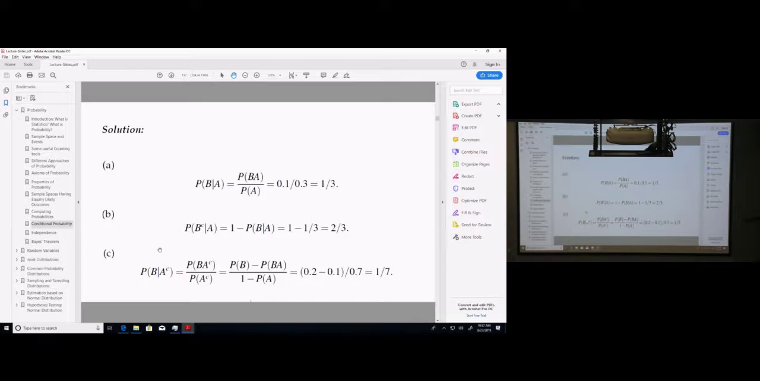Now, here I have to do this. And this is quite a useful thing to think of: the probability of B intersect A complement is the part that is outside A but inside B. So it's sort of like this. This is quite useful.